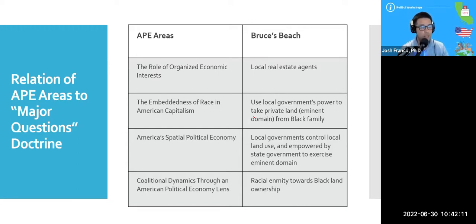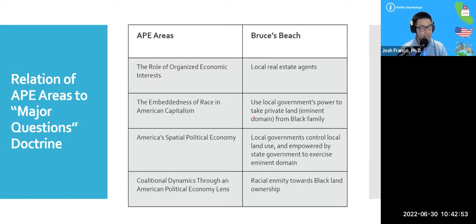So first, on the role of organized economic interests, it was clear that there were local real estate agents and other civic leaders who were white that used the local government's power to take Black families' land from them. And that can be viewed as an organized economic interest. Anytime people share some kind of economic affinity, in this case, real estate, but it could be in others like business or finance or the like, when they work together to try to accomplish a goal, this is what happened in this case, adversely harming not only the Black community then, but the legacy that it left for generations after.